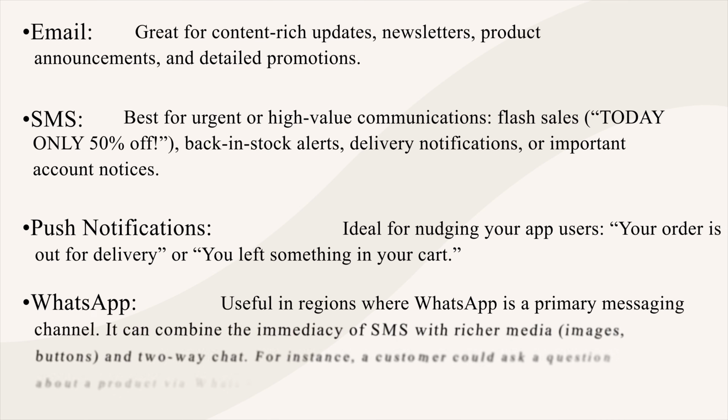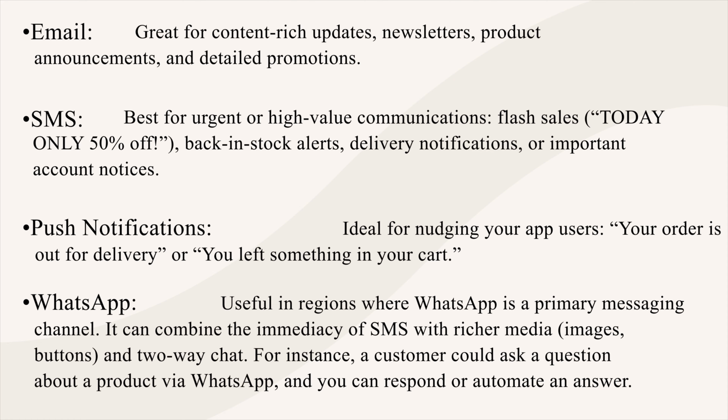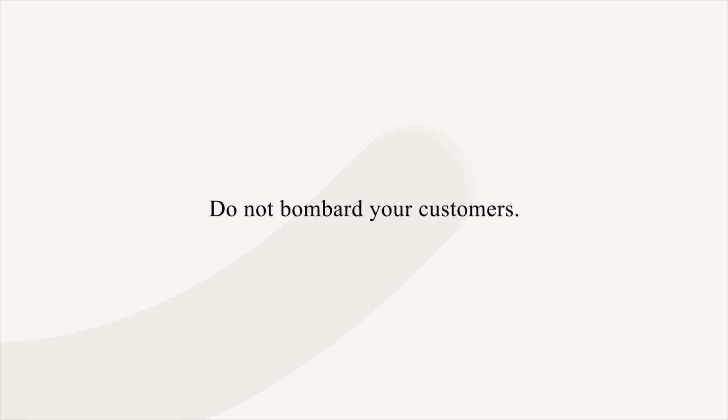WhatsApp, useful in regions where WhatsApp is a primary messaging channel. It can combine the immediacy of an SMS with richer media, images, buttons, and two-way chat. For instance, a customer could ask a question about a product via WhatsApp, and you can respond or automate an answer. Setting channel frequency. Do not bombard your customers.